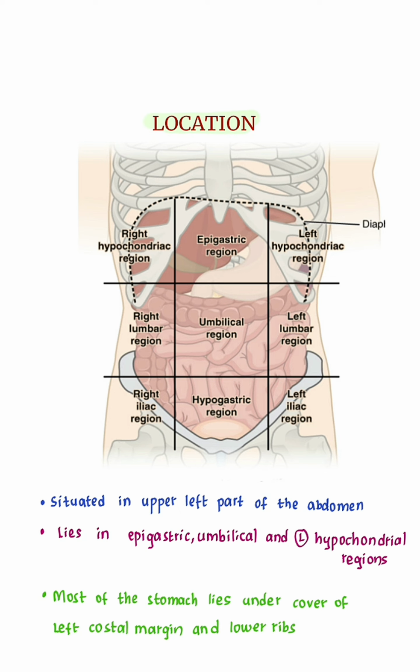Location. It is situated in the upper left part of the abdomen. It lies obliquely in the epigastric, umbilical and left hypochondriac regions. Most of the stomach lies under the cover of the left costal margin and lower ribs.